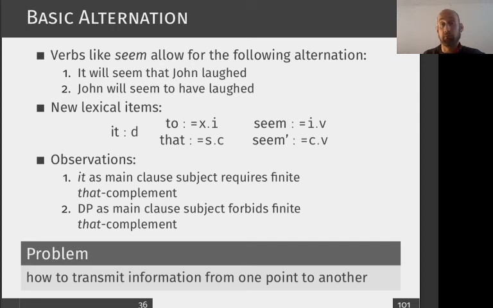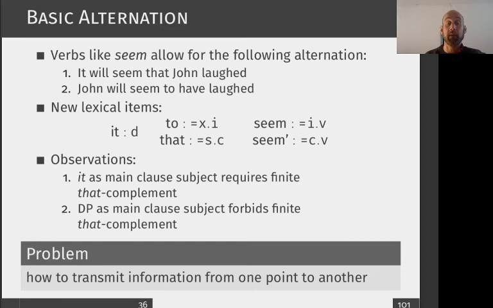So how do we do this? Well, there are some lexical items that we don't have. We have John and laughed, and we have will, but we don't have seem, we don't have that, and we don't have to. So let's add them. We need to have 2 seams, because each seem here selects a different kind of argument. We don't want to have John will seem that John laughed, and we don't want to have it will seem to have laughed. So the 2 complements of seem need to be of different categories, so we don't overgenerate, and so there have to be 2 seams.